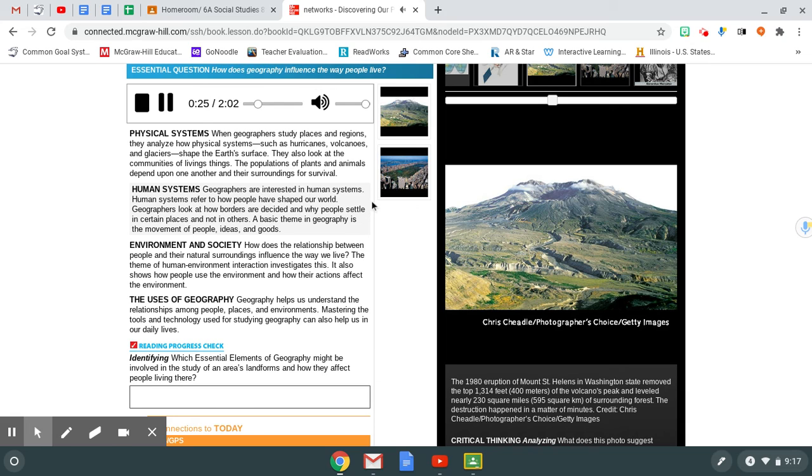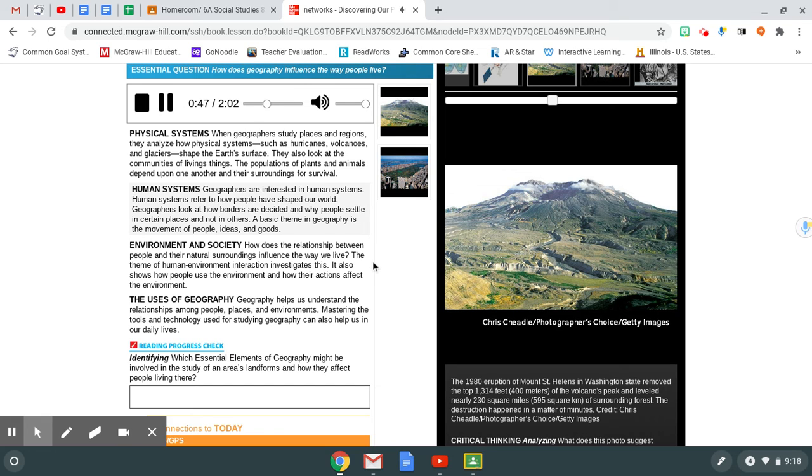Human systems. Geographers are interested in human systems. Human systems refer to how people have shaped our world. Geographers look at how borders are decided and why people settle in certain places and not in others. A basic theme in geography is the movement of people, ideas, and goods.